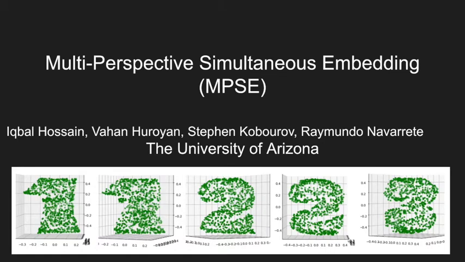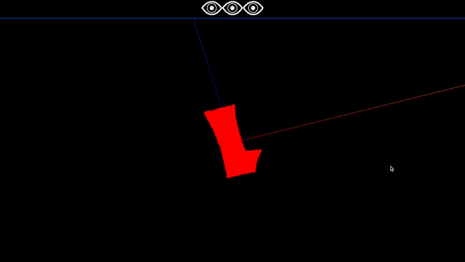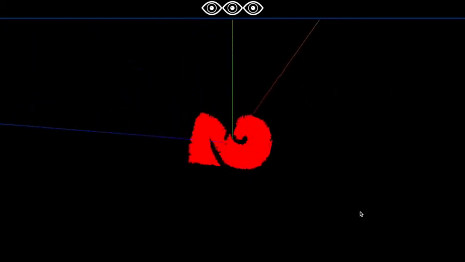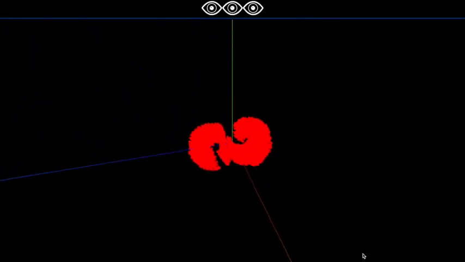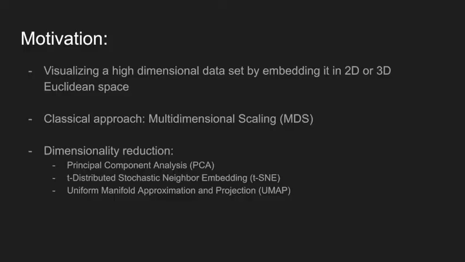In this video, we present a brief demonstration of our work on multi-perspective simultaneous embedding, MPSE. The goal is to visualize a dataset in 3D so that we can see a different interpretation of the data from different viewpoints. One of the main goals when visualizing a high-dimensional dataset is to produce an embedding in 2 or 3-dimensional Euclidean space that suitably captures pairwise relationships among the represented data.